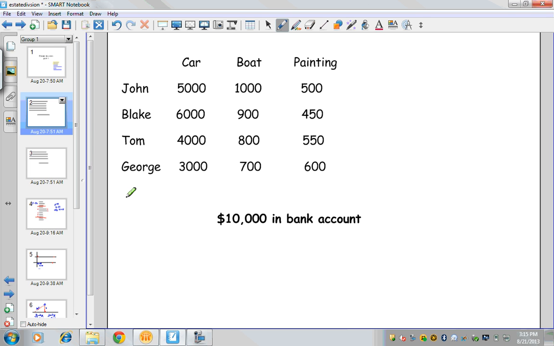What you have here is a whole bunch of information written in a table format. But before we start dealing with the actual numbers in the table, let's talk about how everything is laid out. If you notice here, the heirs, John, Blake, Tom, and George, are written off to the left, and the car, the boat, and the painting, the items of the estate, are written on the top in the column format.